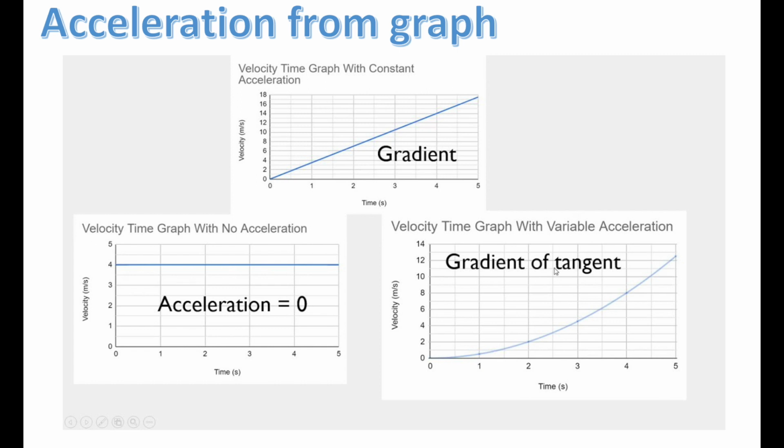So how to find out the slope? You have to draw a tangent for this curve. Tangent means a straight line touching one point on that curve. The slope of this tangent gives acceleration from the velocity time graph.